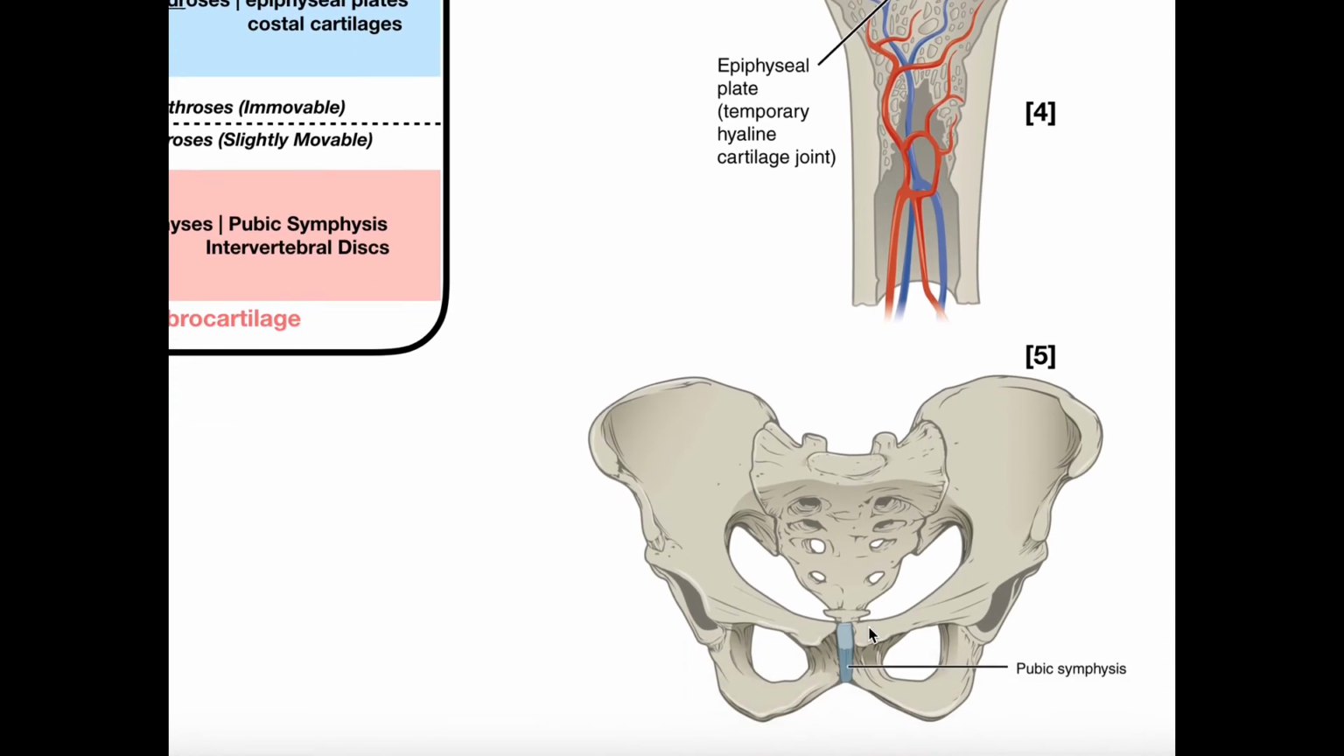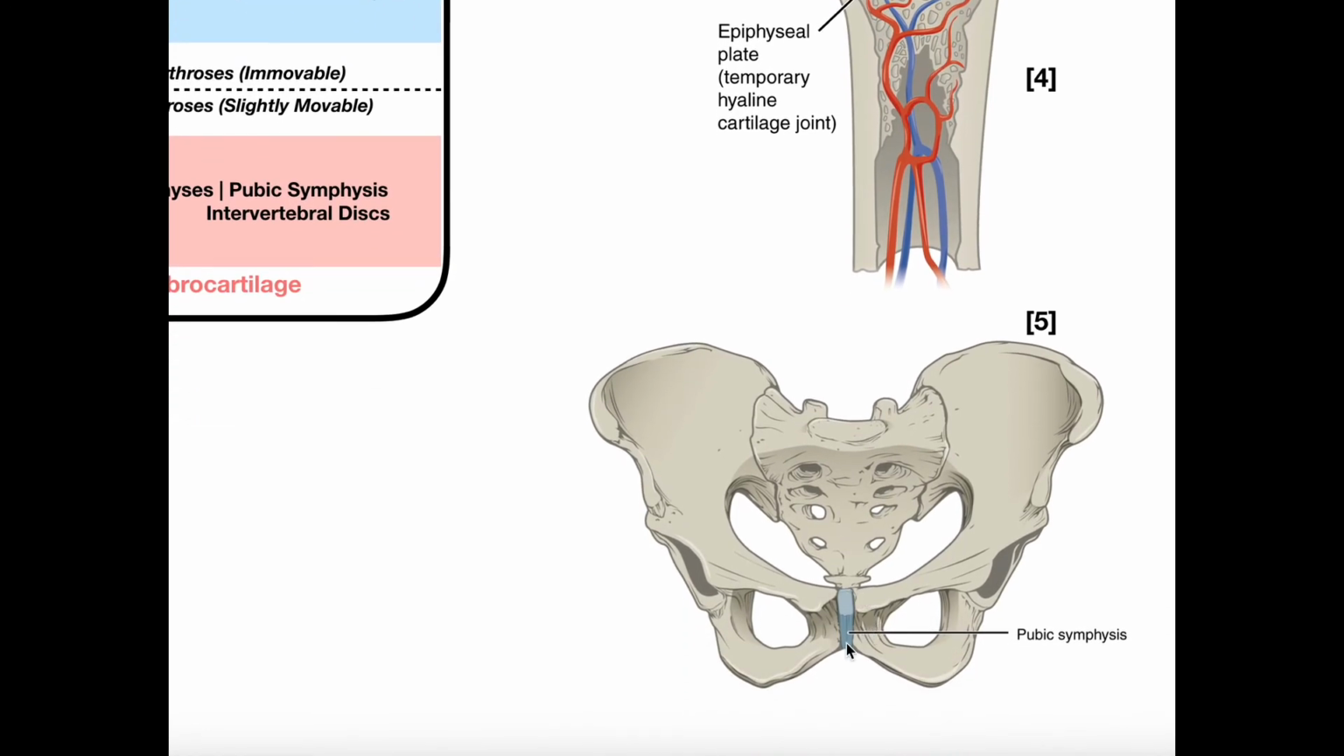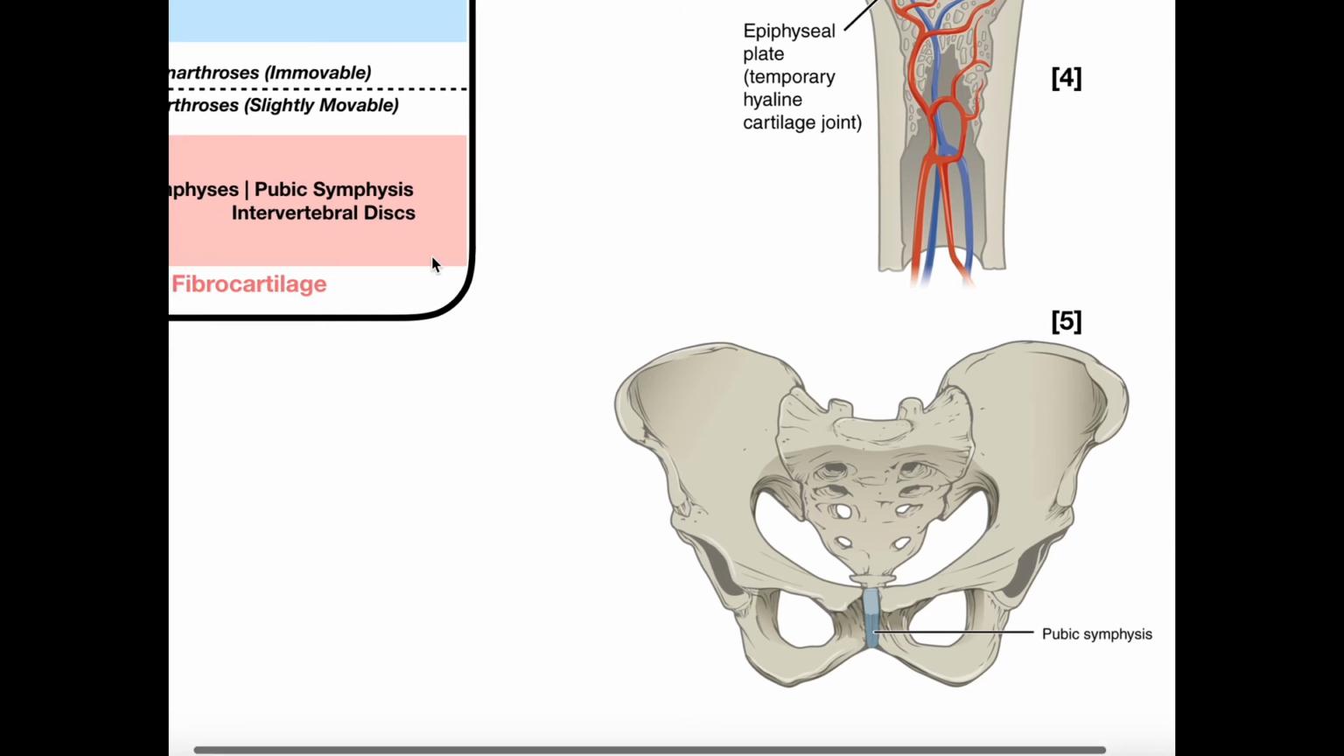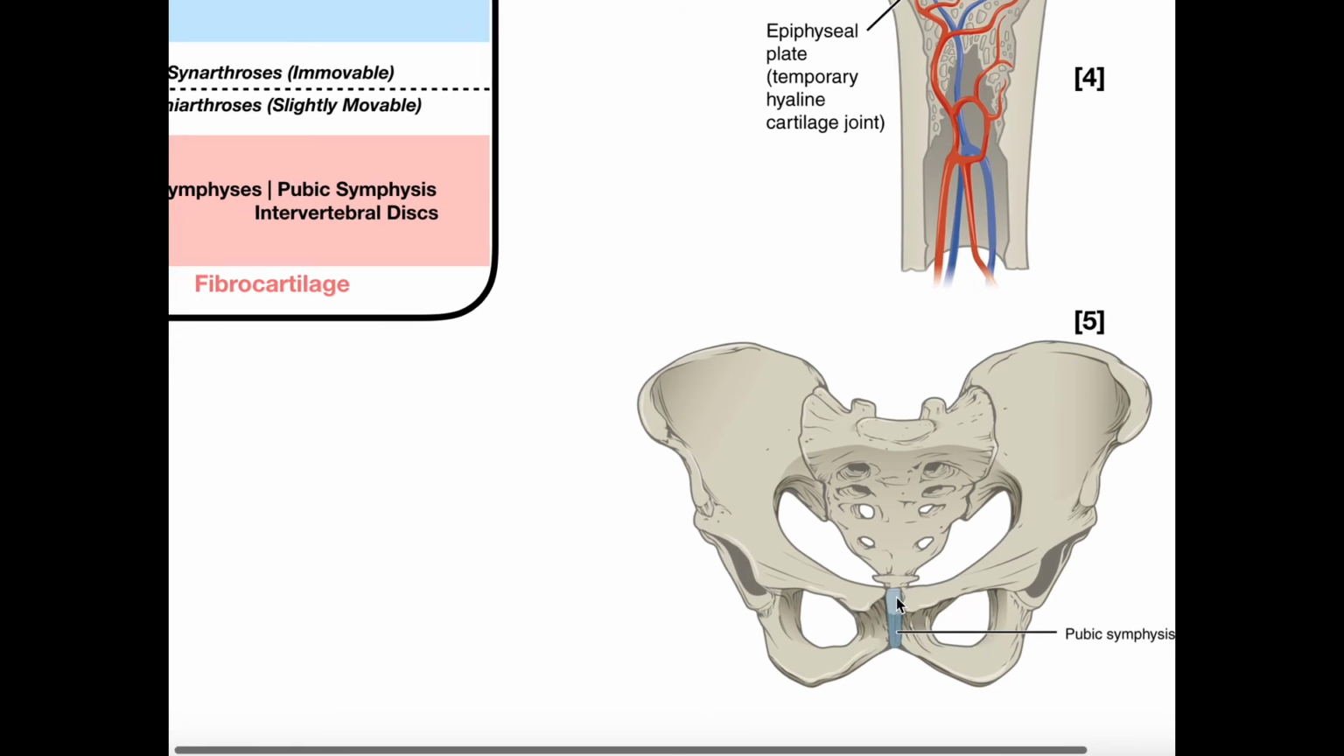Now, symphyses are composed of fibrocartilage by definition. So whereas synchondroses were hyaline cartilage, symphyses are fibrocartilage. And this is the pubic symphysis right here. It's a layer of fibrocartilage that actually fuses the two halves of the pelvis together, okay, right here. Now, this might not look like it's very movable, and it's not really super movable, that's why it's an amphiarthrosis, but it does allow the pelvis to rotate and move a little bit.